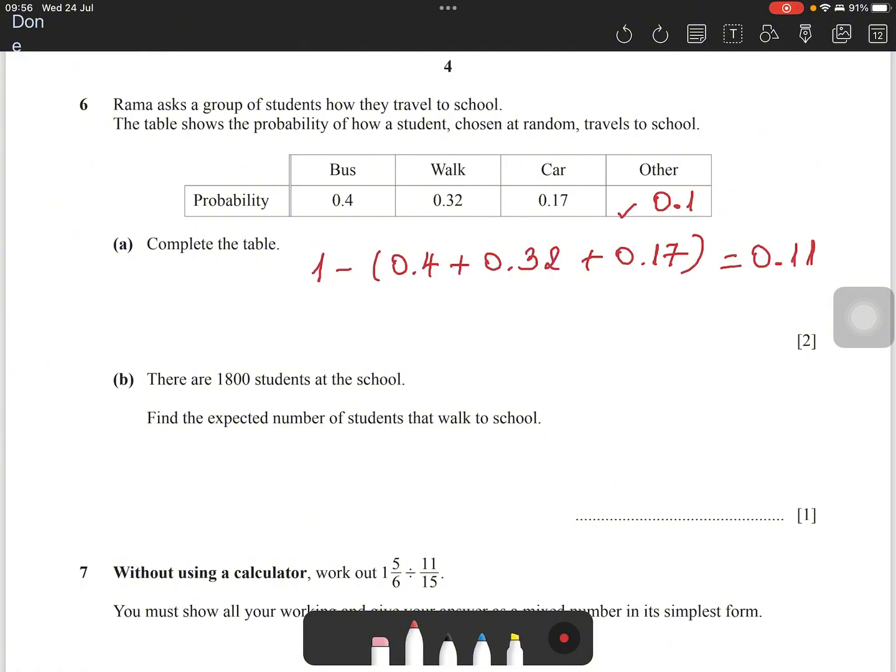There are 1,800 students at the school. Find the expected number of students that walk to school. This one is the section of the students who walk to school. The probability of this section is 0.32. And if there are 1,800 students, we just multiply by the number of students. And the answer for this is 576 students.